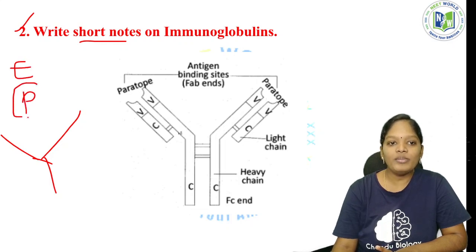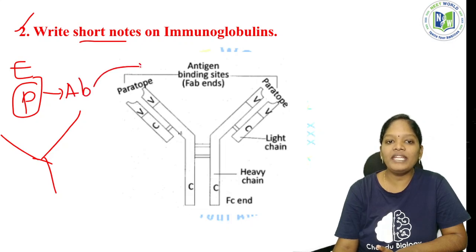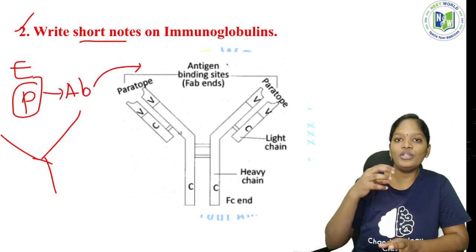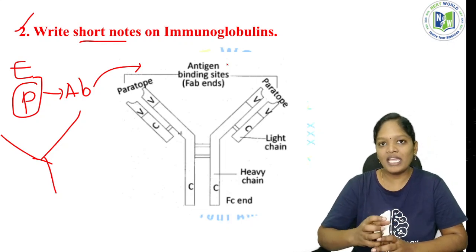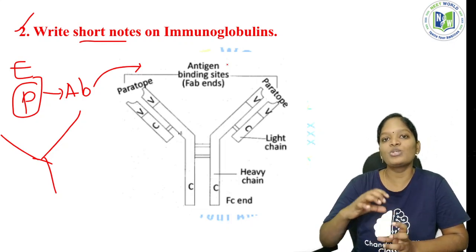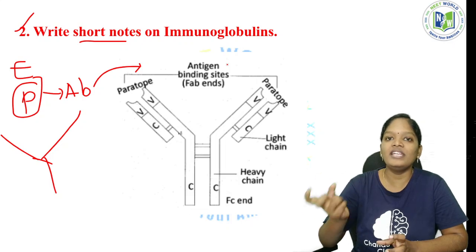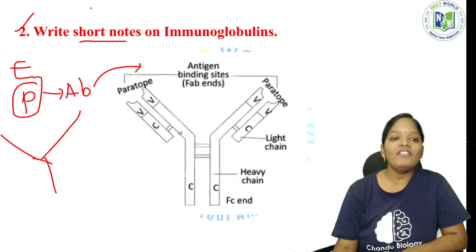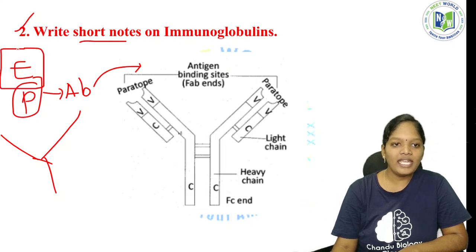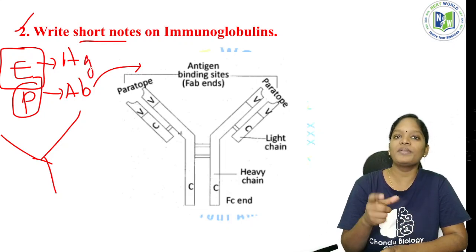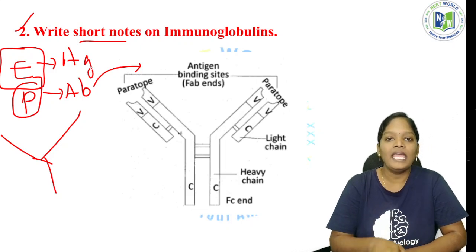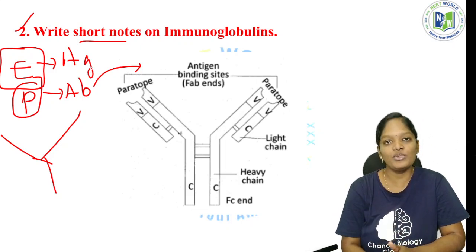The paratope is the antigen binding site present in the antibody, where the antigen is going to bind with the antibody. Now the epitope is the area present in the antigen where the antibody is going to bind. That is the antibody binding site present in the antigen, and we call it the epitope. These are the two important words you have to keep in mind.